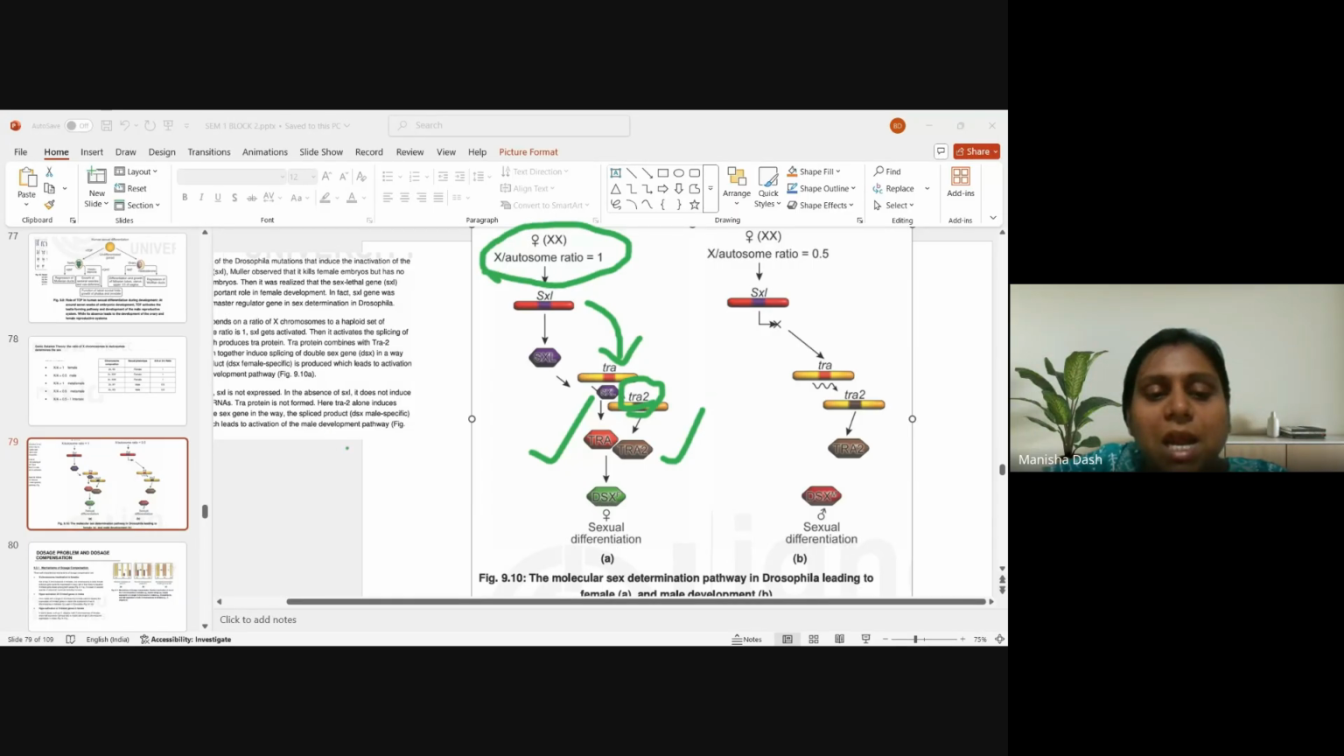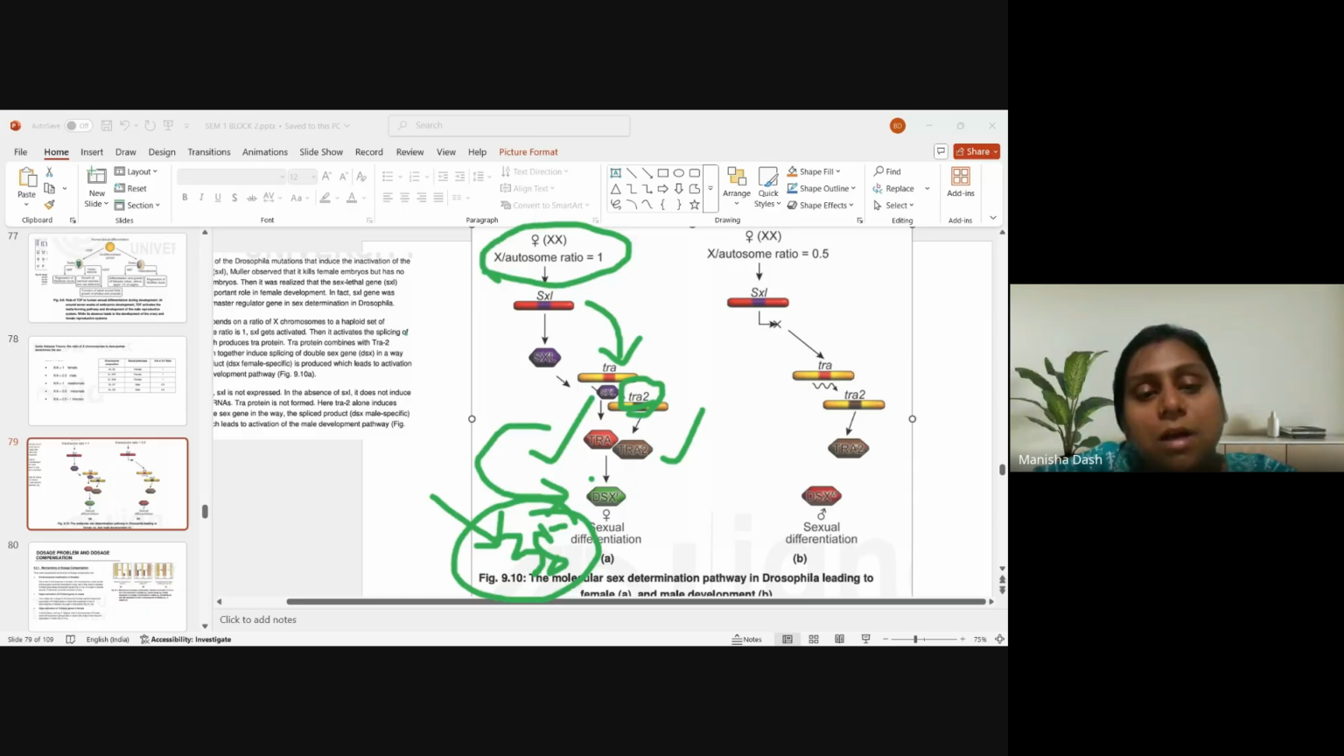These two can now regulate the alternative splicing to produce a DSX protein which is female specific. Just remember from the alternative splicing slide I told you, if there is a combination of exon 3 and exon 5, this will develop into a female. This kind of splicing is regulated by the TRA2 protein, this transcription factor.